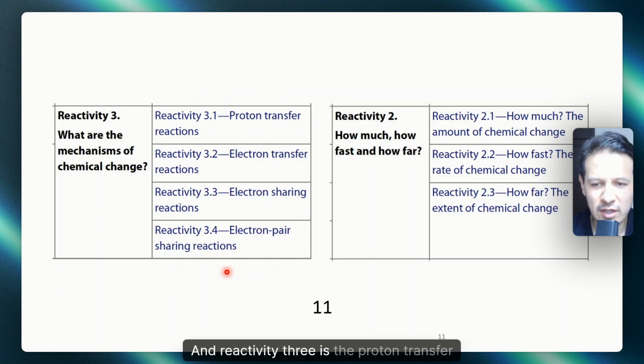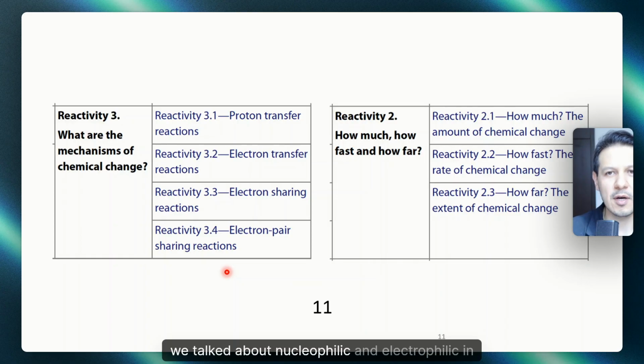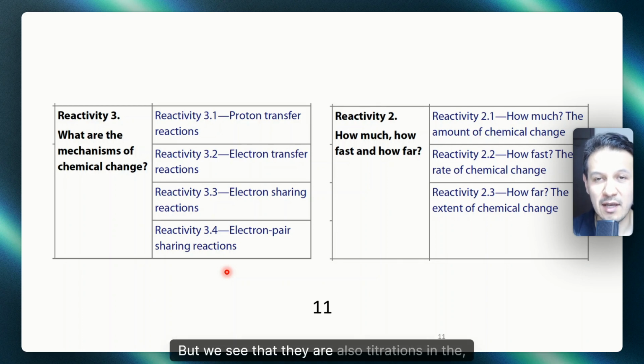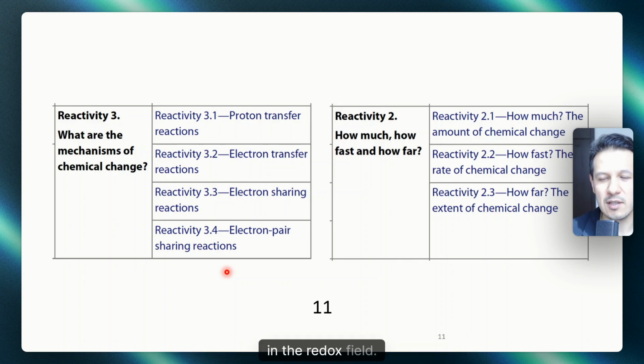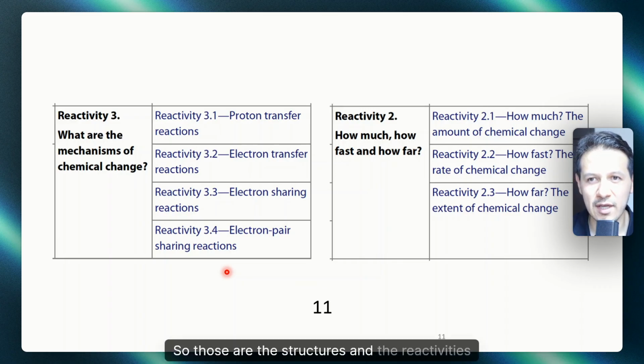And reactivity 3 is the proton transfer reaction. This is acid and base interactions, titrations, electron transfer reaction. This is the redox process, electron sharing reactions. When we talked about nucleophilic and electrophilic in organic chemistry, this is there. And electron pair sharing electrons. This is similar to electron sharing reaction, but we see that there are also titrations in the redox field. So those are the structures and the reactivities in this new syllabus.